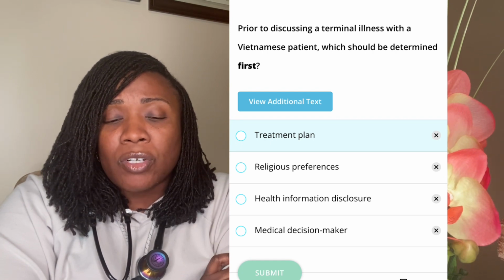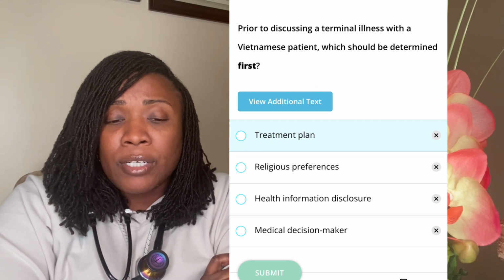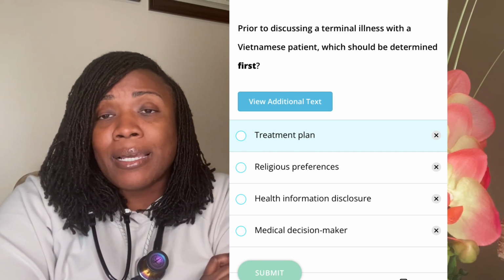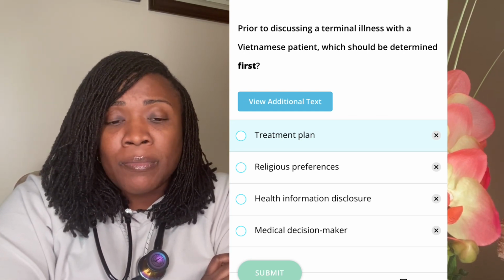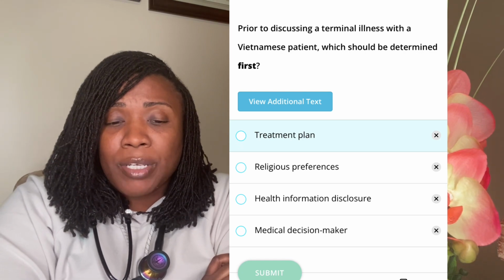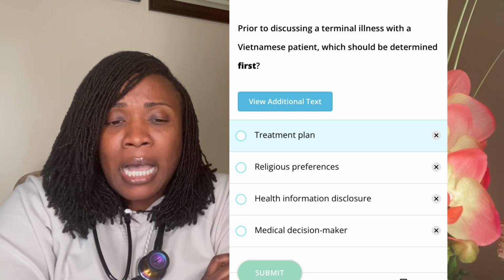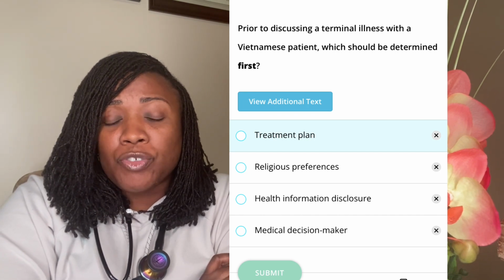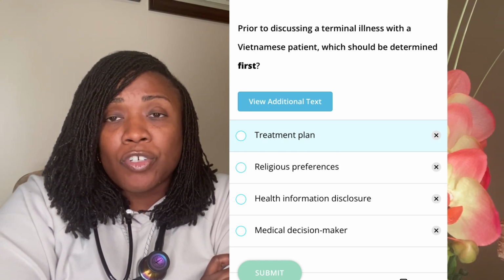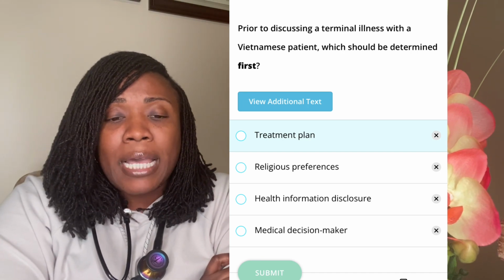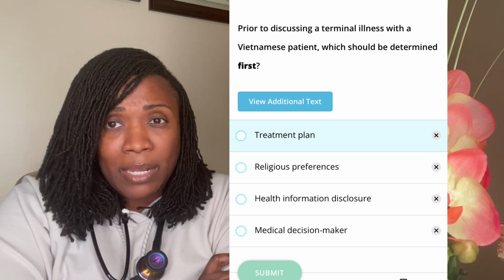Health information disclosure, I want to hold on to, because it is important to know who you can and cannot give information to when it comes to the patient's illness. Religious preferences and treatment plan. Religious preferences I don't think is more important than the treatment plan and health information disclosure. I don't think that I'm going to discuss your religion first as opposed to your treatment plan and your health information disclosure, and I'm going to explain why.